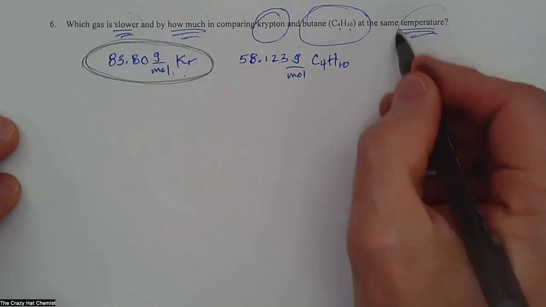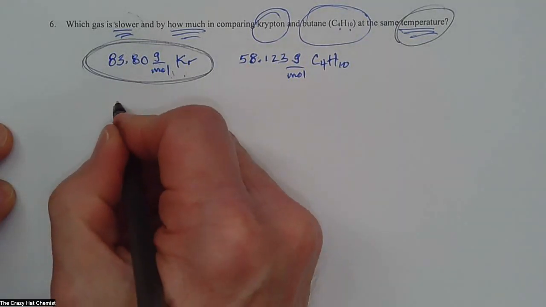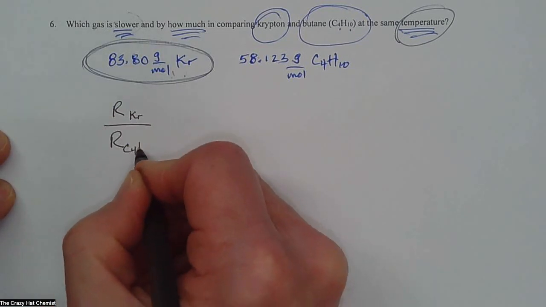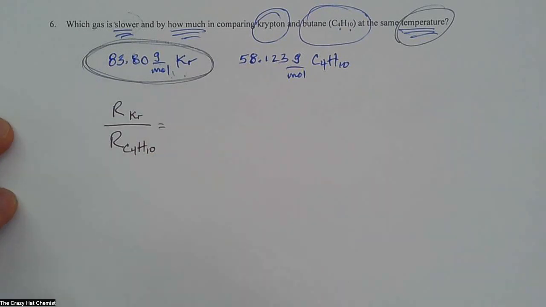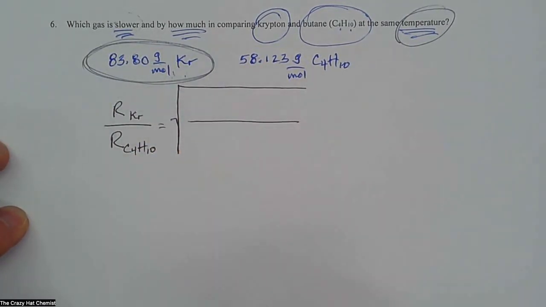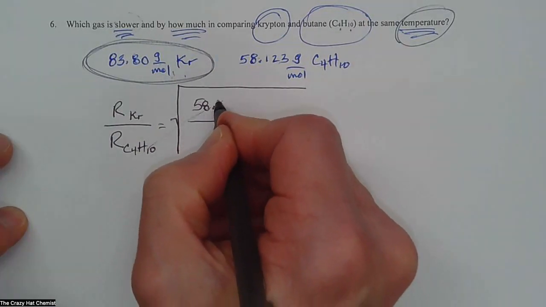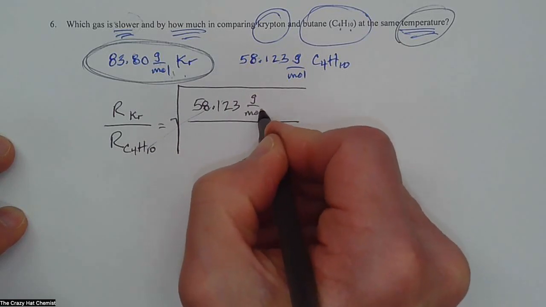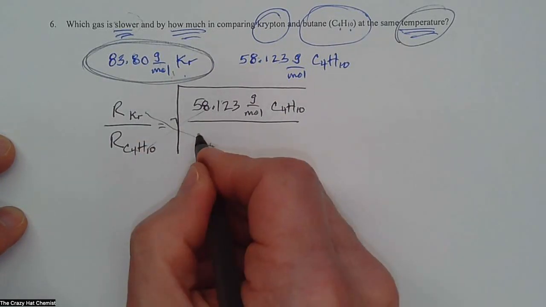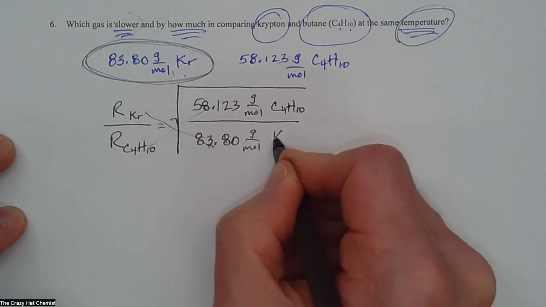That is using Graham's law at the same temperature. Graham's law says the following information here. Rate of krypton over the rate of the butane is equal to the square root of an inverse relationship. So that means that the butane's molar mass is going to go here, 58.123 grams per mole, C4H10. And then krypton's molar mass is going to go here at 83.80 grams per mole of krypton.